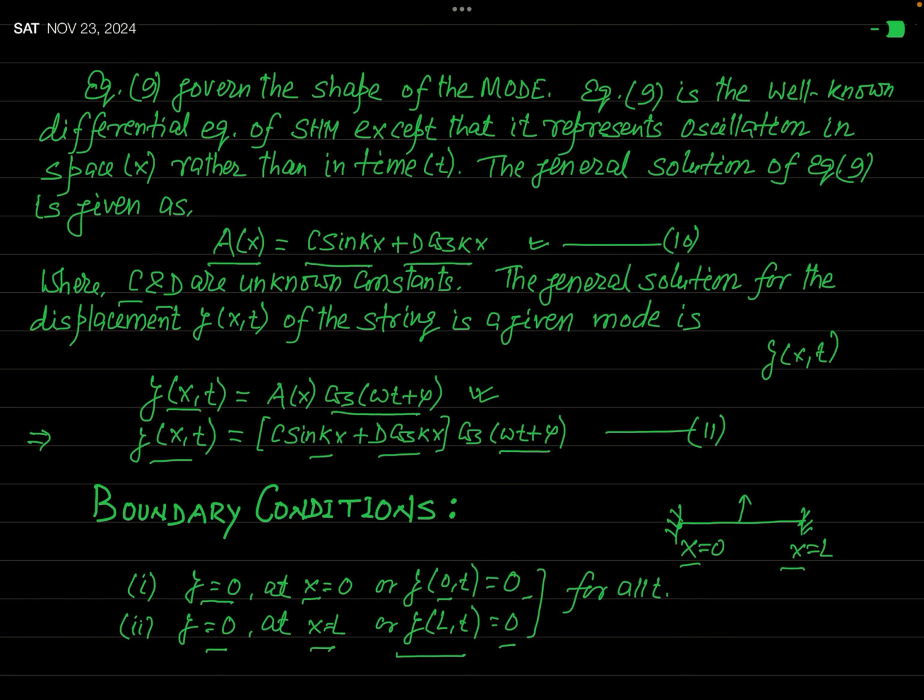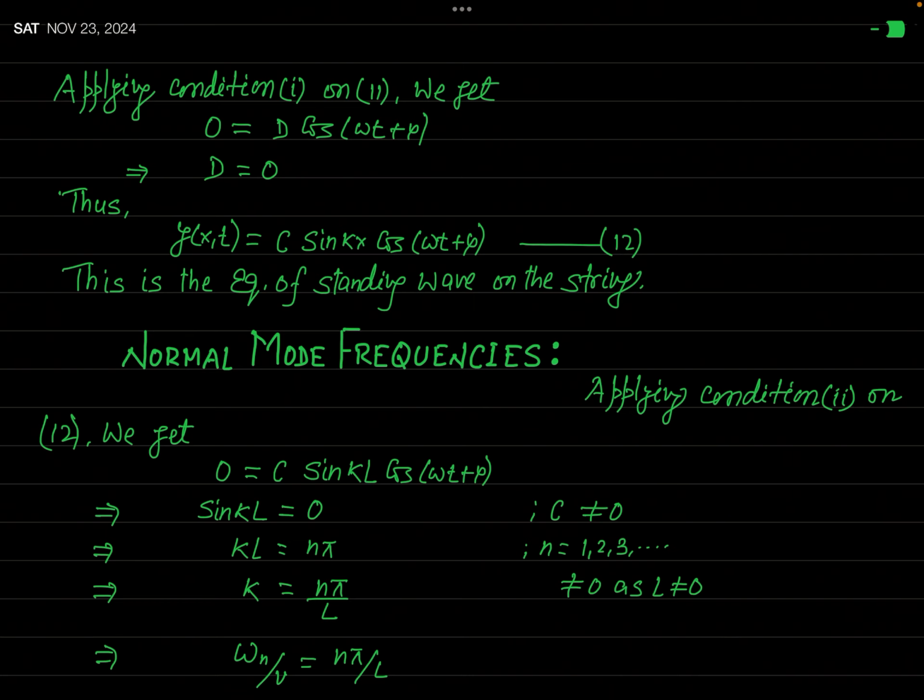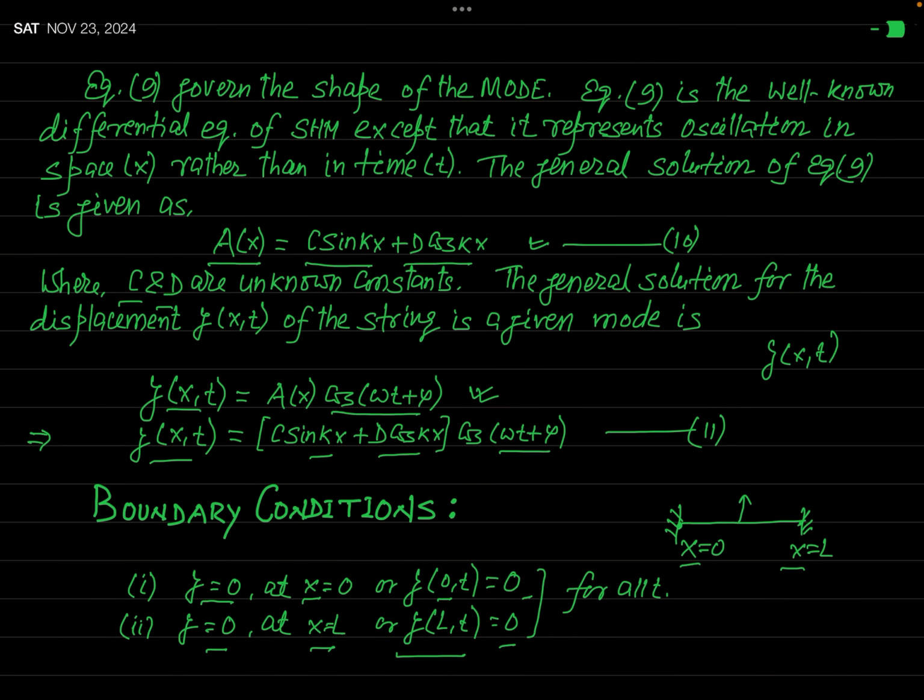Now let us apply this first boundary condition on this equation 11 to get the values of these constants. When you apply this first condition on equation 11, you can see in the RHS where there is x, we will substitute 0. And in the LHS, when x is 0, then according to the first boundary condition, y is 0. So 0 = c sin 0 + d cos 0 times this much. But you know sin 0 is 0, so this first term in the RHS will vanish. And cos 0 is 1, so d cos kx will be simply d.